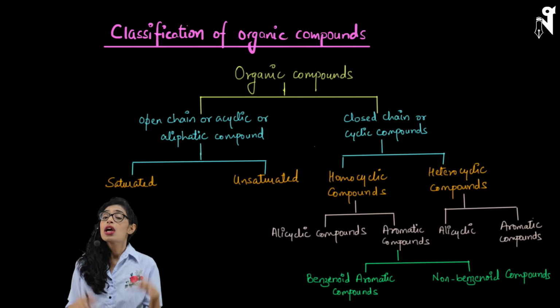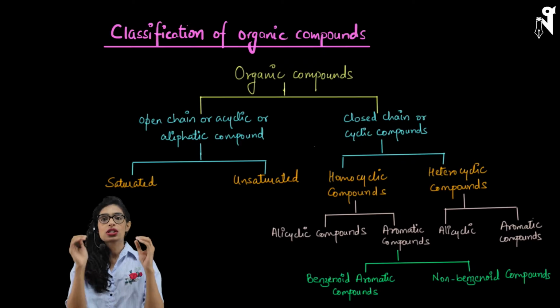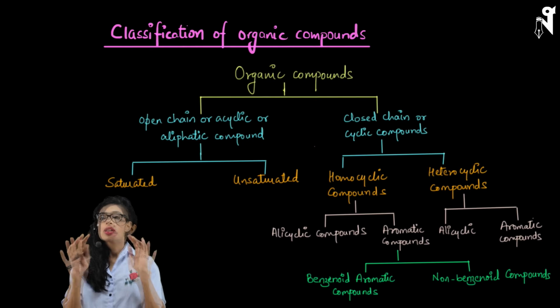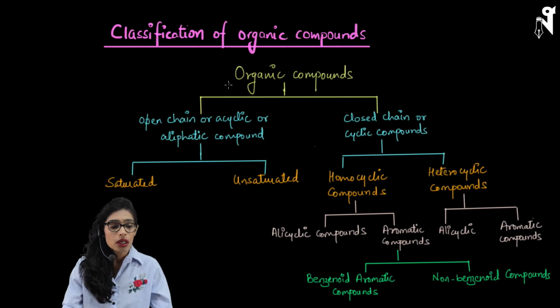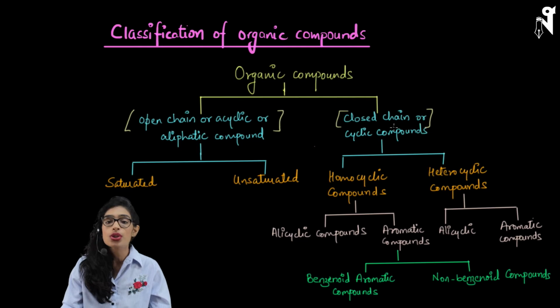So we will be dealing with many different compounds, with the simple chains, with the complex chains, with the cyclic chains, with the functional groups. We will be dealing with everything one by one in detail, slowly, and in a very explained manner. Let's see the table of classification first. So the organic compounds can be classified into two major categories. One is open chain compounds and another is closed chain compounds.